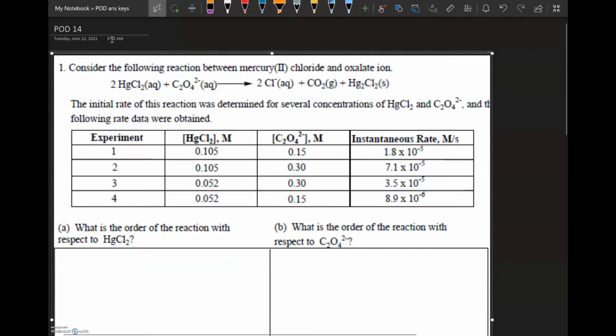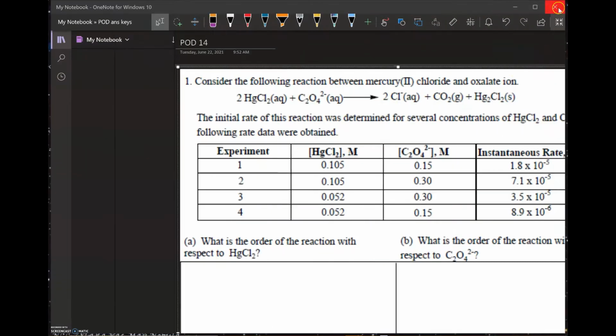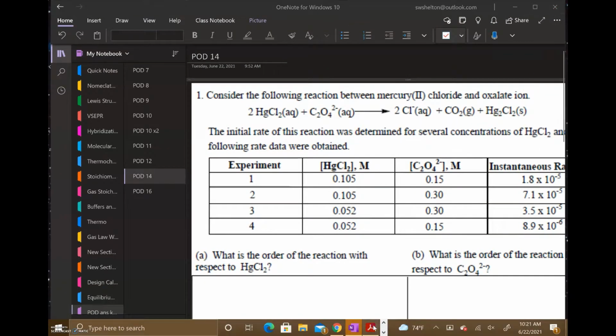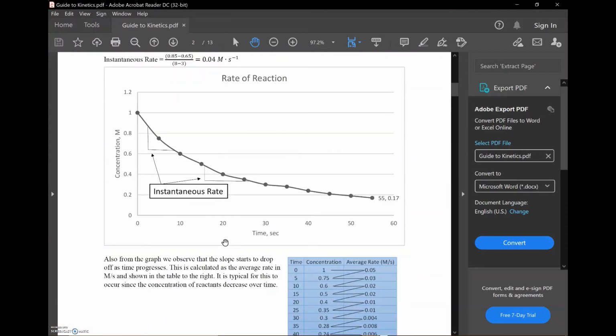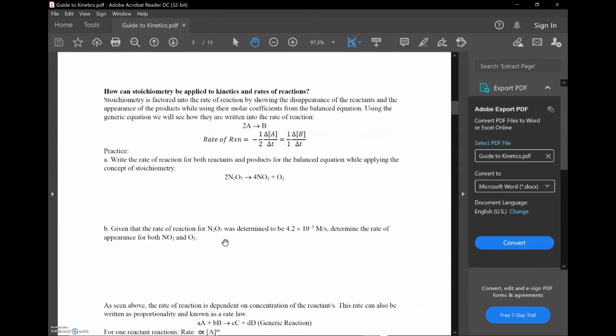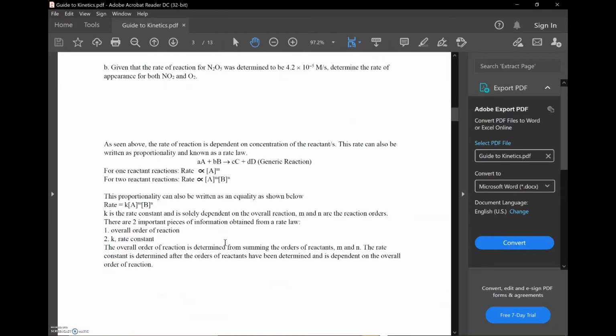So in this particular problem set, we are going to be working on some kinetics problems. And when we work with kinetics, one of the things we have to do is understand what a rate law is. So one of the first things I'm going to do is just make sure that we understand that part, and that way we can move forward.